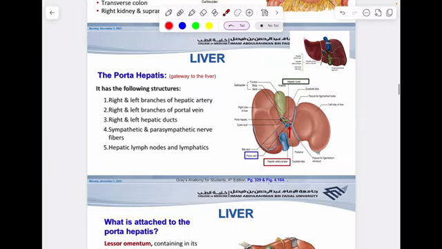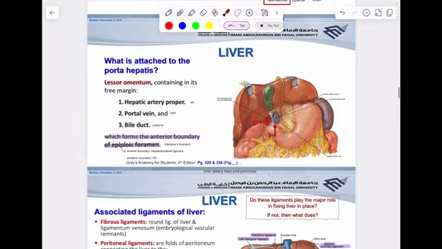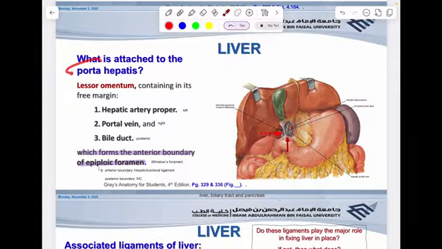gland. But the porta hepatis is going to be the gateway to the liver, and it has multiple structures that we have to have memorized: the right and left branches of the hepatic artery, as well as the portal vein, as well as the hepatic ducts. And then we have sympathetic and parasympathetic nerve fibers. Then we also have hepatic lymph nodes and lymphatics. But so what is attached to the porta hepatis?